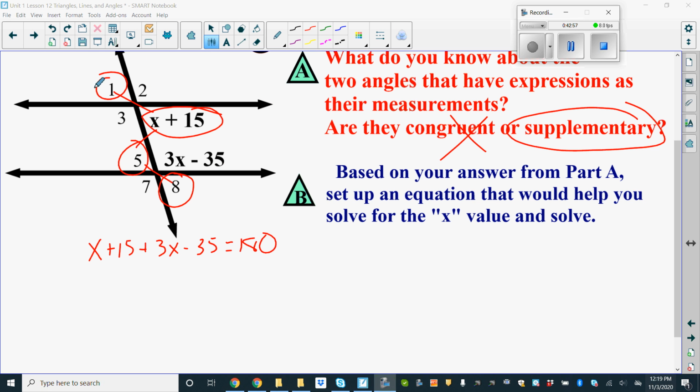So here we are, created our zigzag. We circled x plus 15. I went across to 1, down across to 5, zigzag across to 8. There we have x plus 15 is in the zigzag, and 3x minus 35 is not in the zigzag. So therefore these are not equal to each other. So therefore they are supplementary. So we just add up their expressions, x plus 15 plus 3x minus 35, and set them equal to 180. And then we solve. So go ahead and solve this for x and substitute it in.